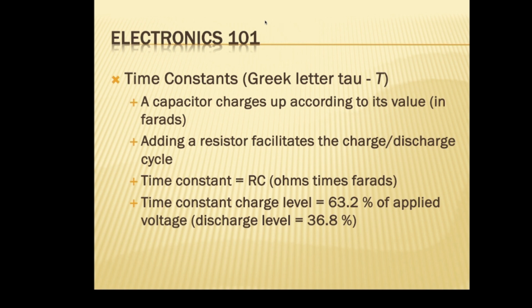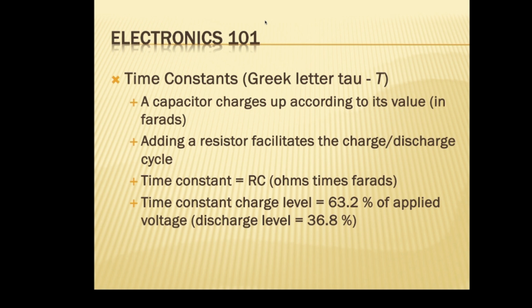Okay, let's add some more fuel to the proverbial flame here. Time constants. This is where we can calculate the charge and discharge time for a capacitor, which becomes very important when we're doing oscillators and things like that. We need to know that. The lowercase Greek letter tau, which kind of looks like a T with a little squiggly in the top part of the T. The capacitor will charge up according to its value.